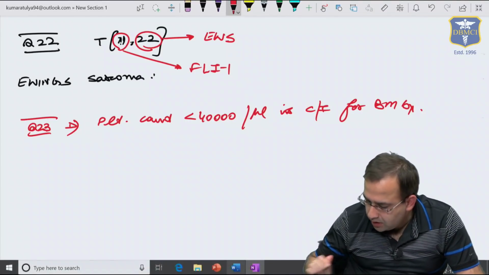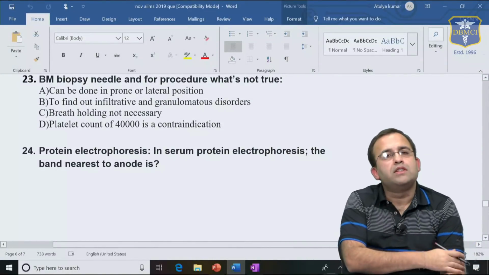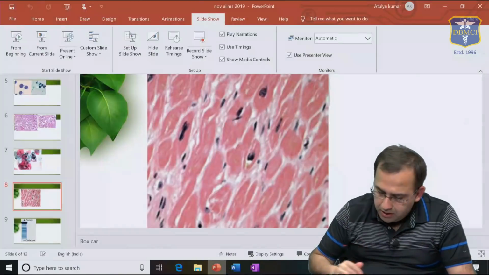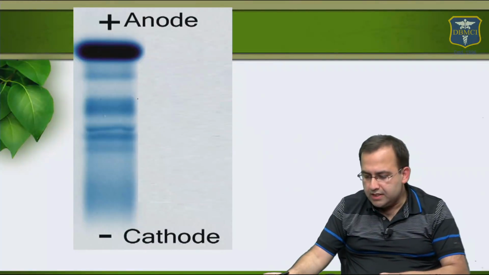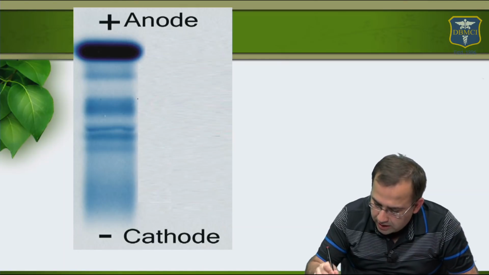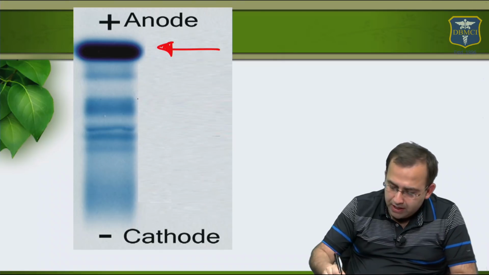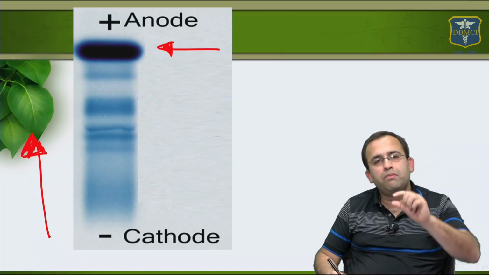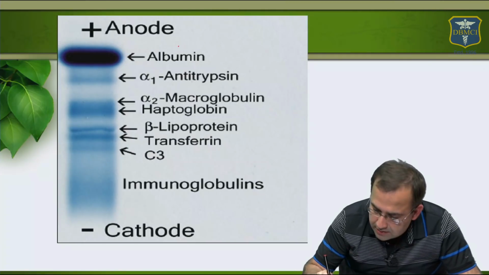Next, this gets us to our next question. In protein electrophoresis, the band nearest to anode is. This is the last one. Let me show you the image. This is protein electrophoresis and the band nearest to anode was asked. In protein electrophoresis, the migration of proteins is cathode to anode, and the biggest band that is farthest from the point of application is albumin.